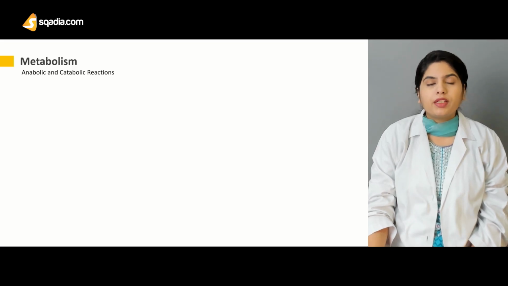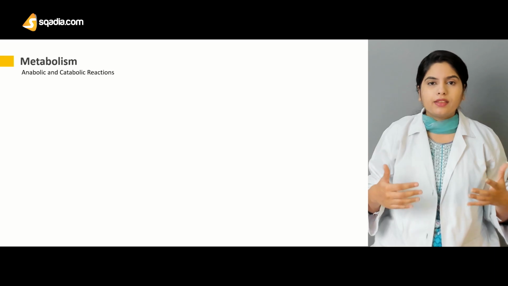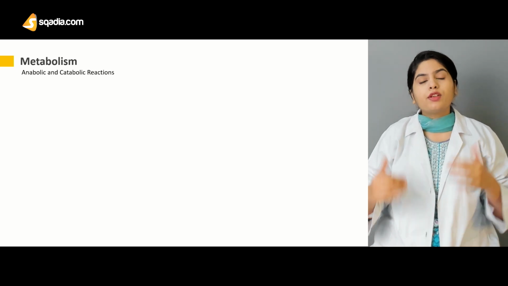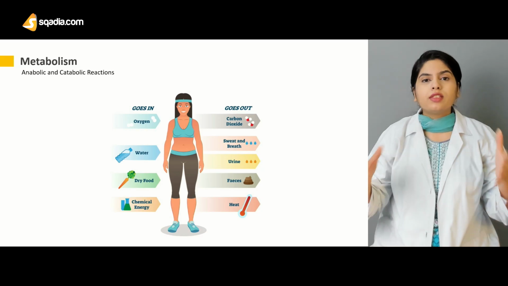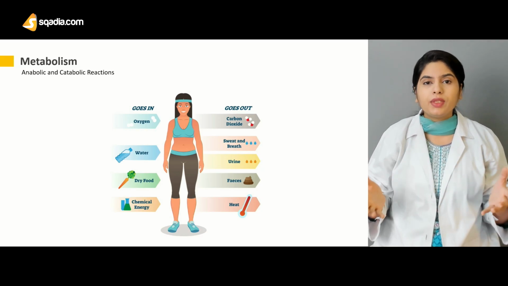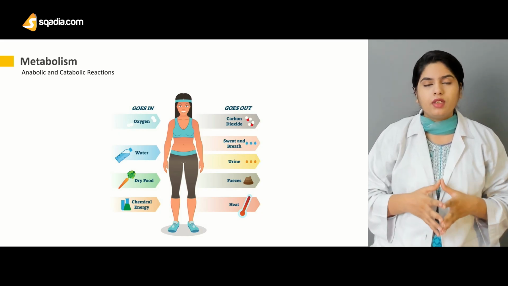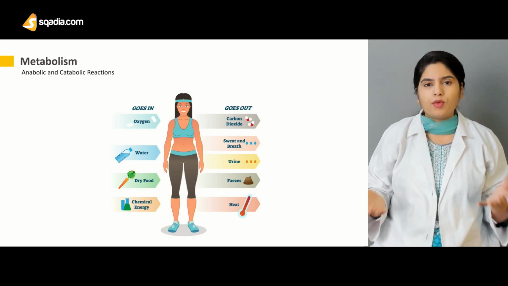Now, coming to metabolism, as I told you, the food you take consists of various macromolecules. First, the food is converted into the macromolecules, and then these macromolecules are converted to energy. So basically, this process of conversion of food to energy, that is ATP and NADPH, is known as metabolism. Now, metabolism can be anabolic or catabolic.